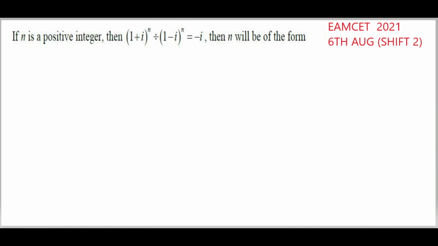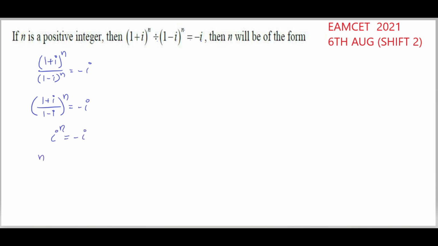If n is a positive integer, then 1 plus i whole to the power of n by 1 minus i whole power n is equal to minus i. Then n will be of the form. 1 plus i whole to the power of n by 1 minus i whole to the power of n is equal to minus i. So this is 1 plus i by 1 minus i whole to the power of n, equal to minus i. We know that 1 plus i by 1 minus i value is i. I to the power of n is equal to minus i.